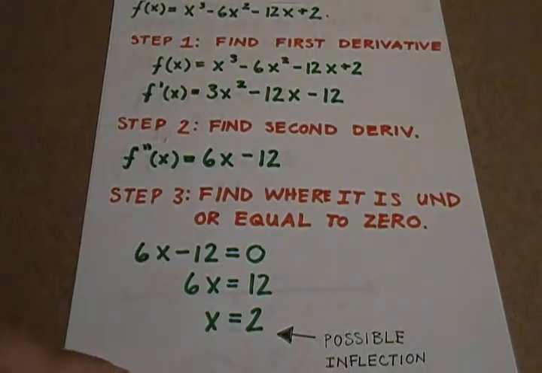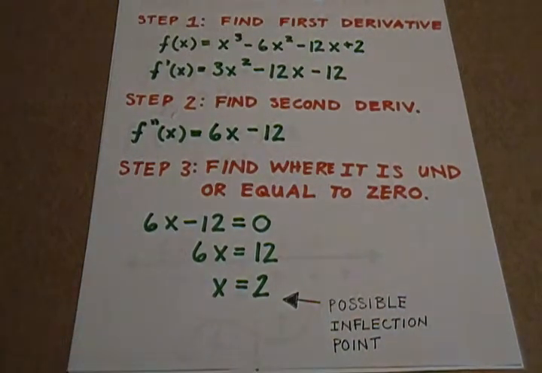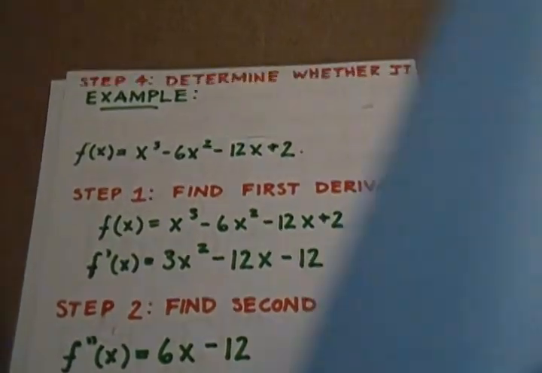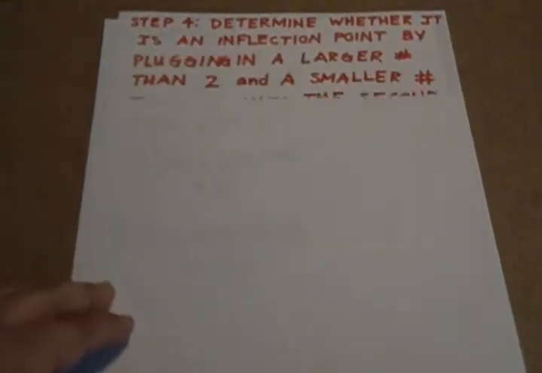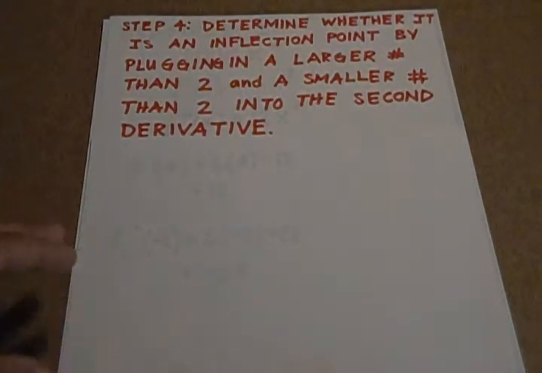Now, x equals 2 is a possible inflection point. So we have to test whether it is an inflection point. So that's step 4. Determining whether it is an inflection point by plugging in a larger number than 2 and a smaller number than 2 into the second derivative.